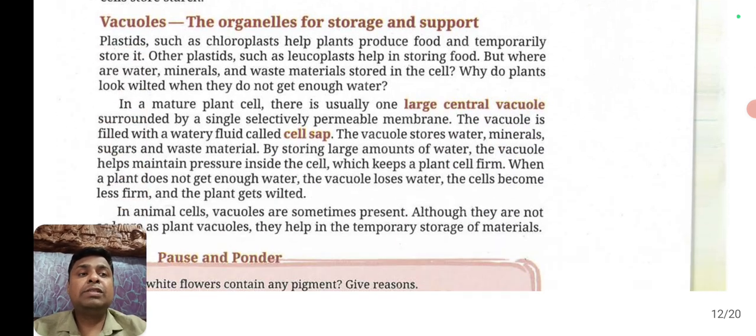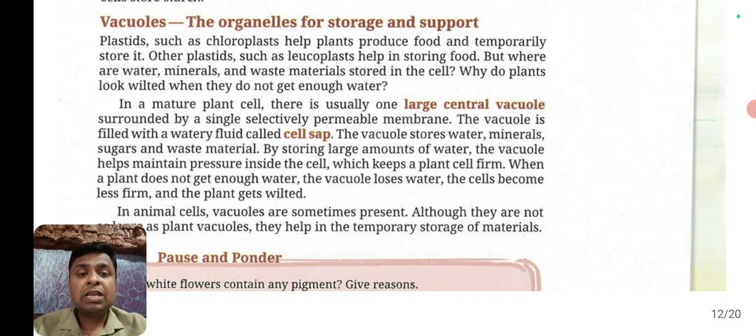Now what are vacuoles? Vacuoles are storehouses. Whatever is not required or whatever is required, that can be stored here. So it's a place to store. It's a storehouse of the cell. So in mature plants, usually one large central vacuole is there. Vacuole is filled with watery fluid called cell sap. It stores minerals, water, then sugar, waste material and all. It helps to produce internal pressure in the cell, so the cell can withstand the external pressure.